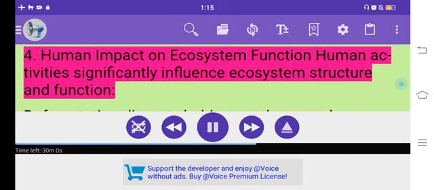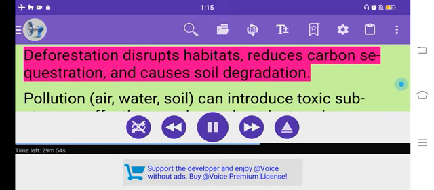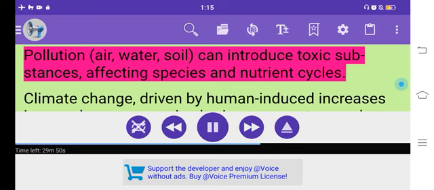4. Human impact on ecosystem function. Human activities significantly influence ecosystem structure and function. Deforestation disrupts habitats, reduces carbon sequestration, and causes soil degradation. Pollution, air, water, soil can introduce toxic substances, affecting species and nutrient cycles.